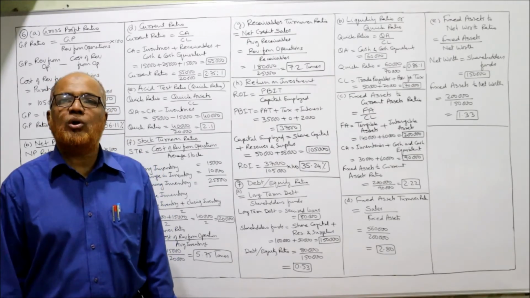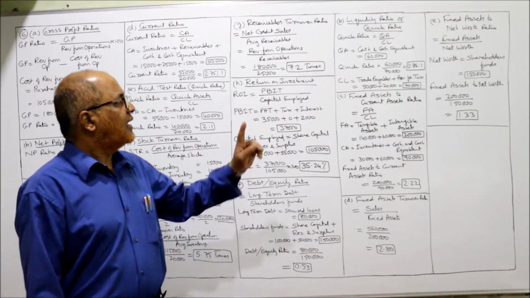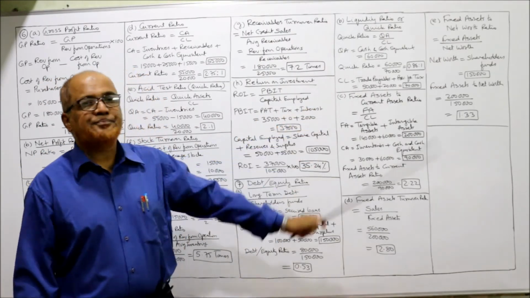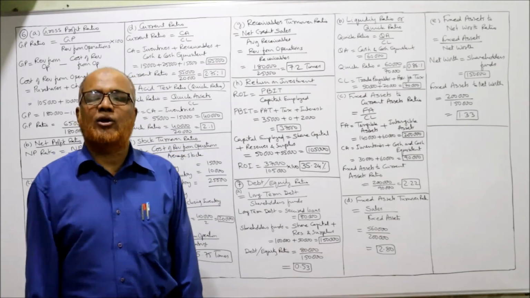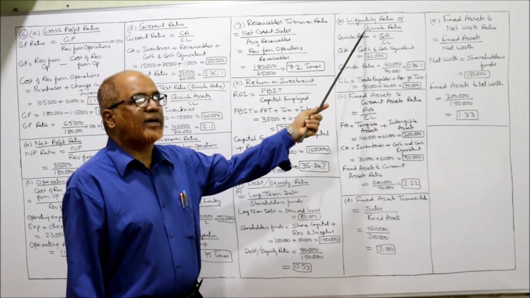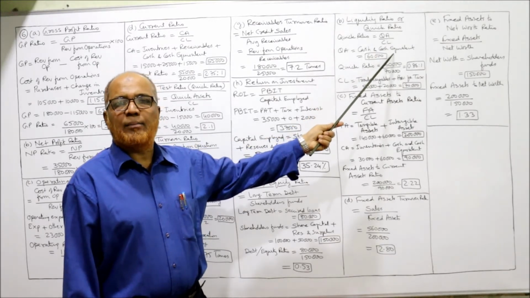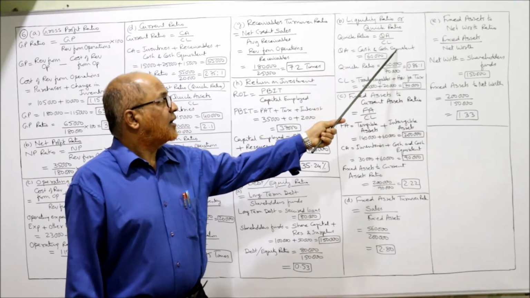53% of shareholders fund. That is the meaning. Next one, liquidity ratio. It is asking you to calculate the second ratio, liquidity ratio. It means quick ratio. So quick assets by current liabilities. Quick asset by current liability.